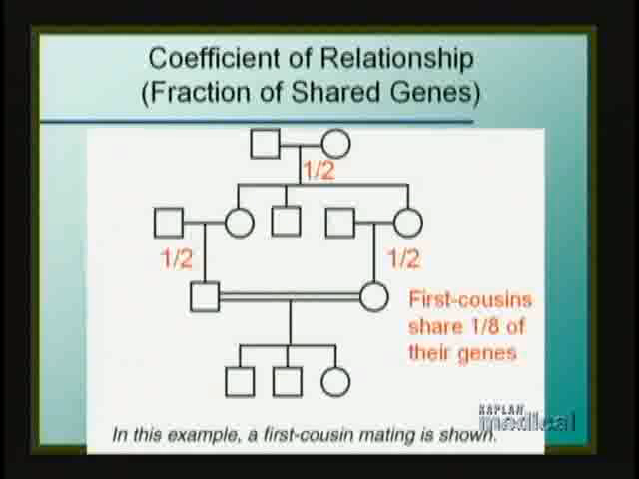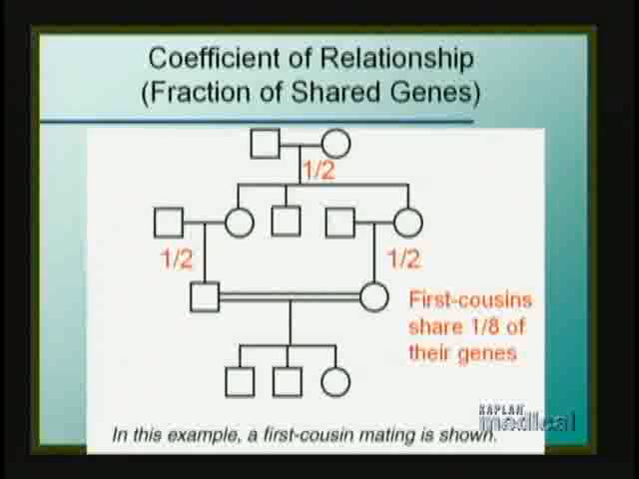For example, suppose you had an uncle and a niece having a child together. An uncle and a niece would share 1/4 of their genes and would be even more likely to have a child with a problem. Suppose you had a brother and sister or father and daughter having a child together. We don't like to talk about that situation very much, but it does happen. A brother and sister or father and daughter would share 1/2 of their genes, and so they would be even more likely to have a child with some kind of genetic problem compared with random matings in the population.